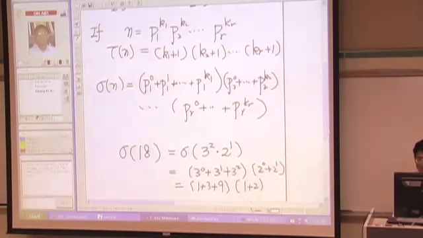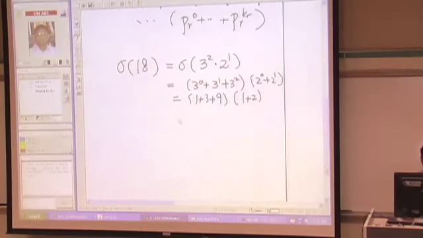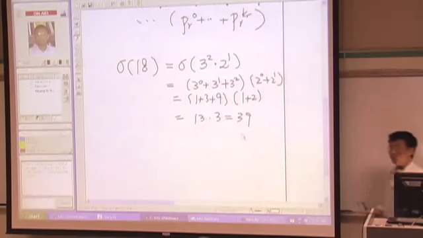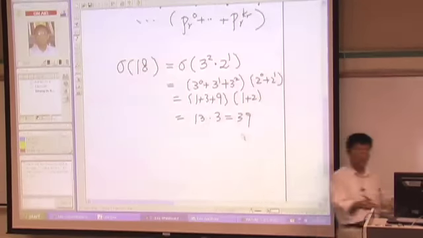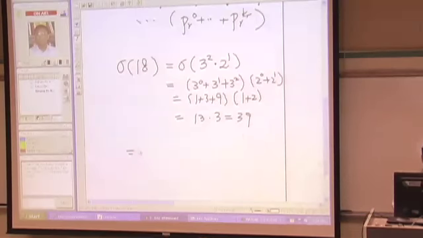Then this left factor is 13, and this right factor is 3, so 39. Or if you don't like it, you can write it out. So I will multiply through. This multiplied together gives us 3 to the power of 0, 2 to the power of 0. And the next gives us 3 to the power of 0, 2 to the power of 1.